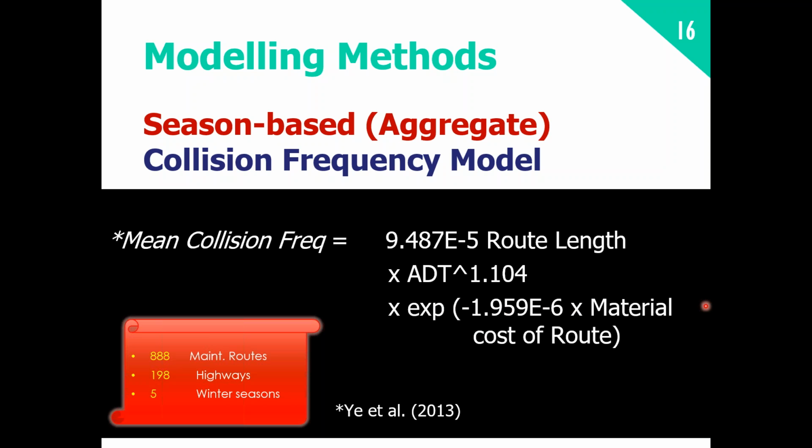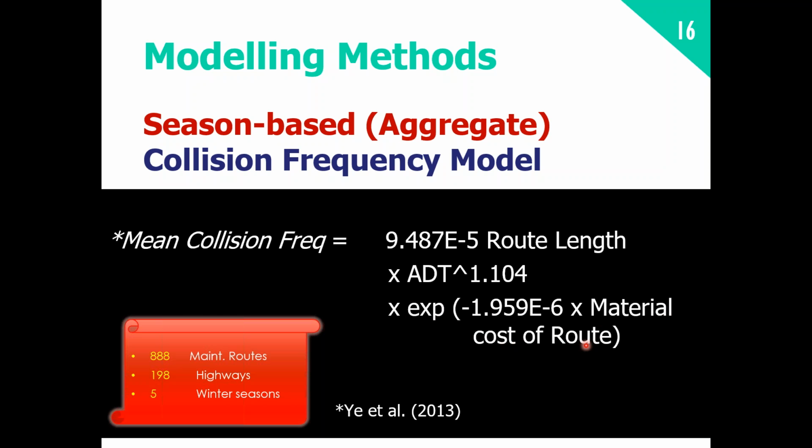The model developed by Ye's group, for instance, is one type of work that has been well received. They use this many maintenance routes, this many highways, over 5 winter seasons. They calibrated an equation in which the mean collision frequency is expressed as a function of route length. The higher the route length, obviously, the higher the collision frequency, and the higher the ADT, which represents the average daily traffic or exposure, the higher the mean collision frequency, and also as an exponential function of the material cost of the route.